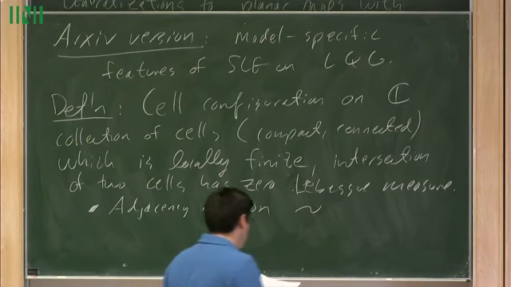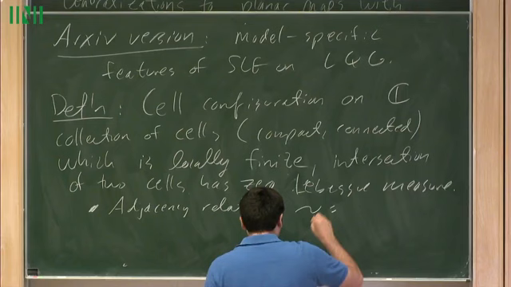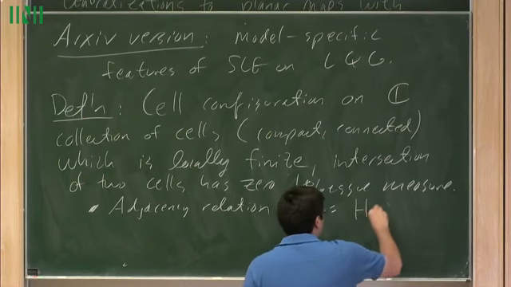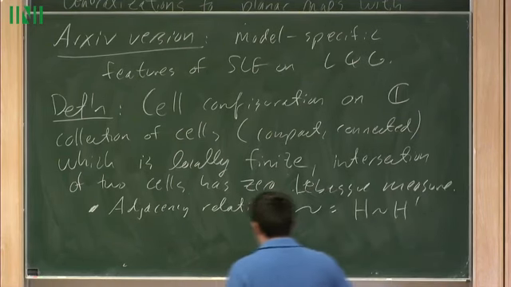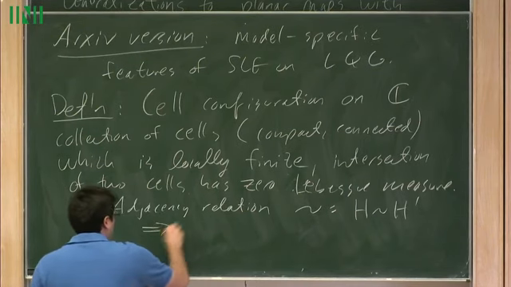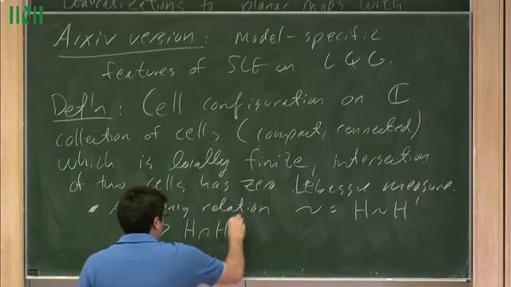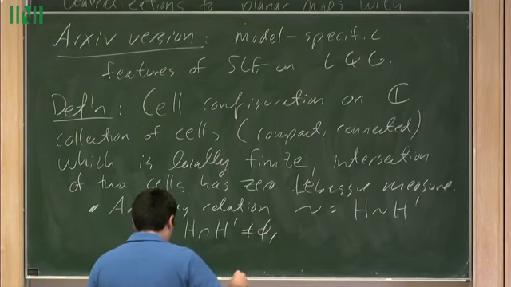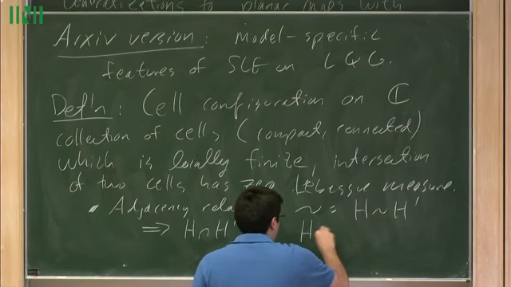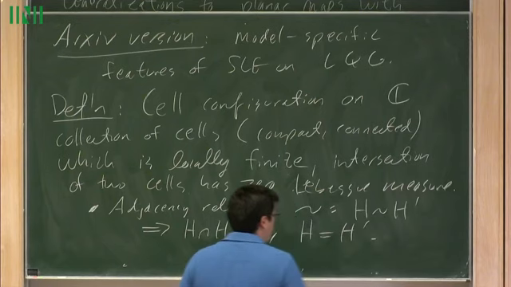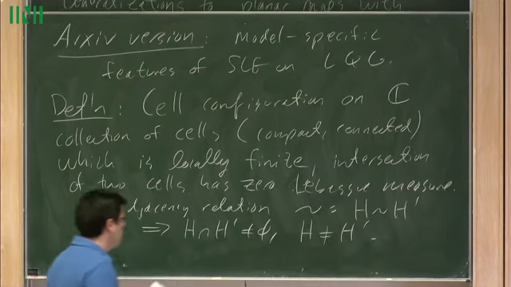And the adjacency relation has the property that if you have two cells which are adjacent, then it has to be true that they have non-empty intersection. And they're also going to be distinct from each other.